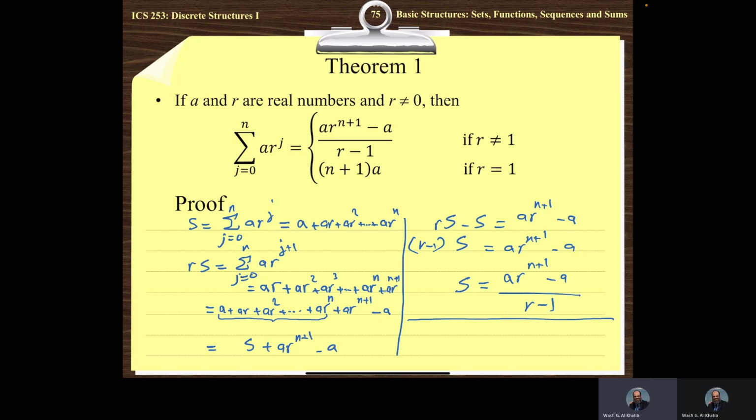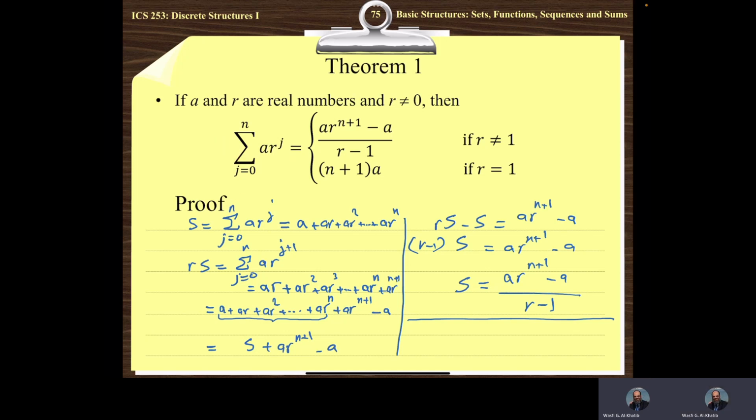We get the sum of a r to the power j from j equals 0 to n. Not r to the power 1, but 1 to the power j. 1 to the power j is equal to what? 1. 1 to the power j is equal to 1. I can remove the 1 to the power j, right? What remains is the sum of a from 0 to n, correct?